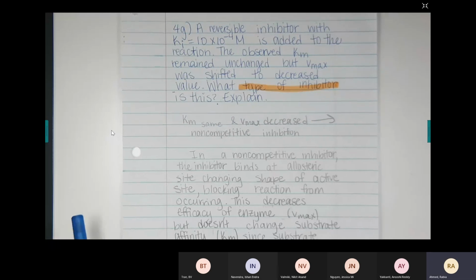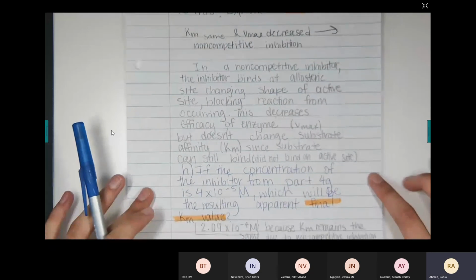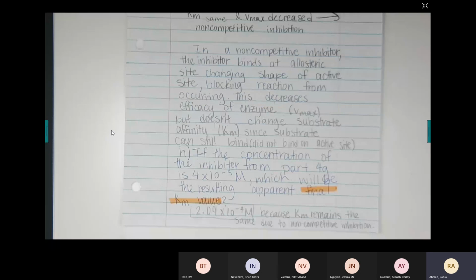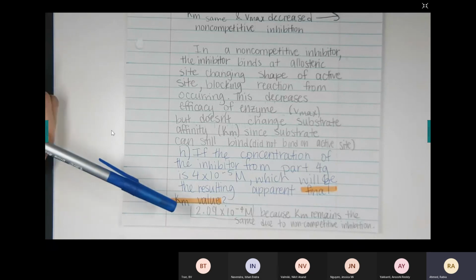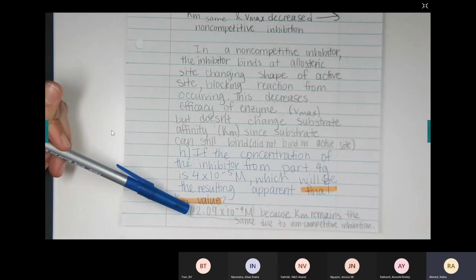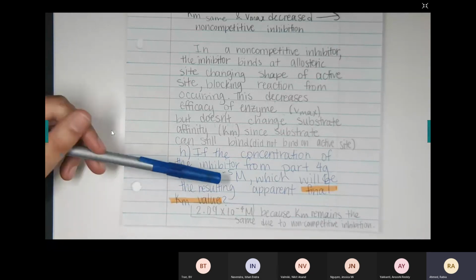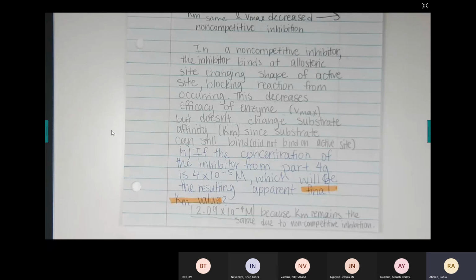I will move on. This is the last one, I believe. So for H, if the concentration of the inhibitor from part 4G is 4 times 10 to the negative 5th molar, what will be the resulting apparent final Km value? So we know that it's going to be the same. The Km won't change; the 2.09 times 10 to the negative 4th molar will stay the same because the Km remains the same due to the non-competitive inhibition.